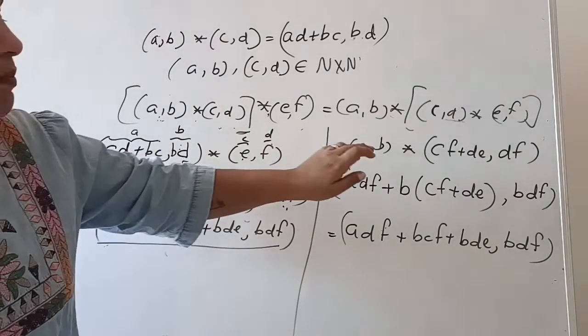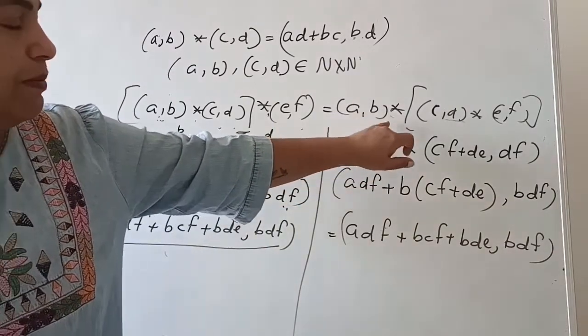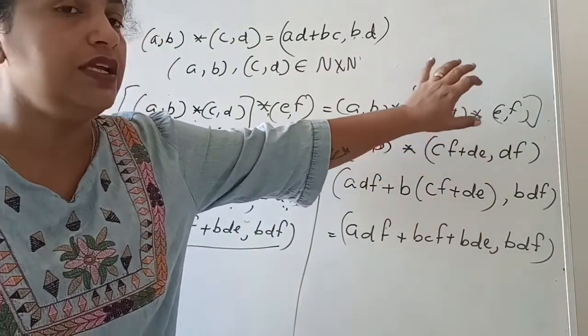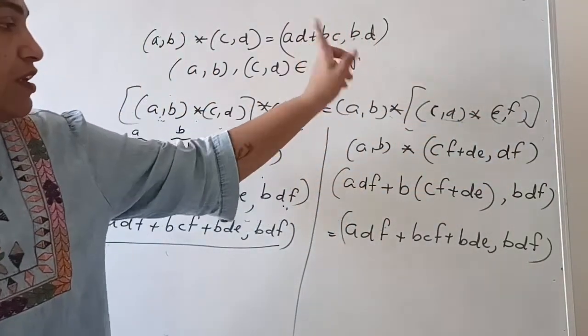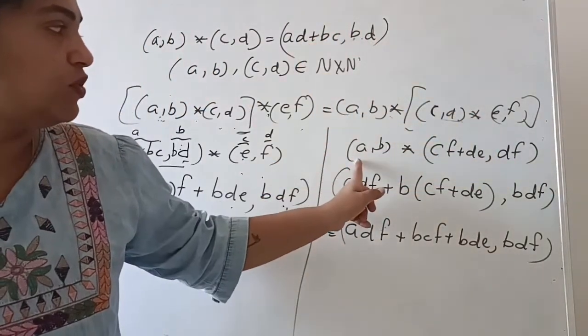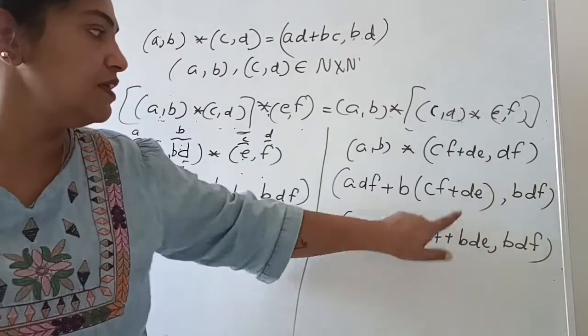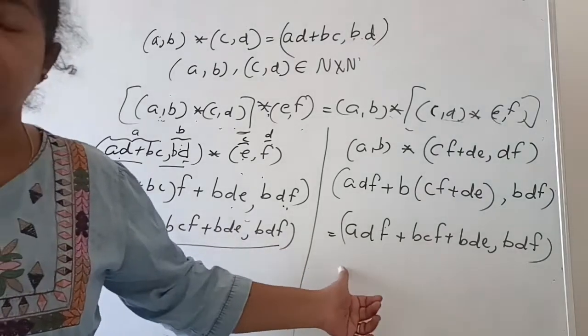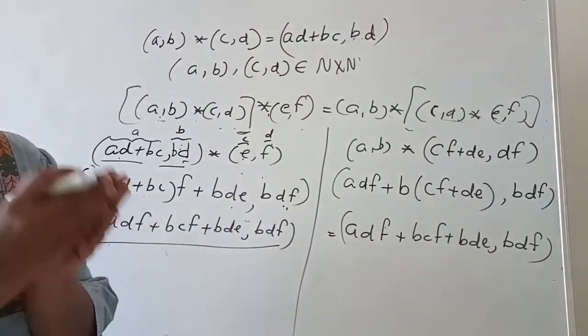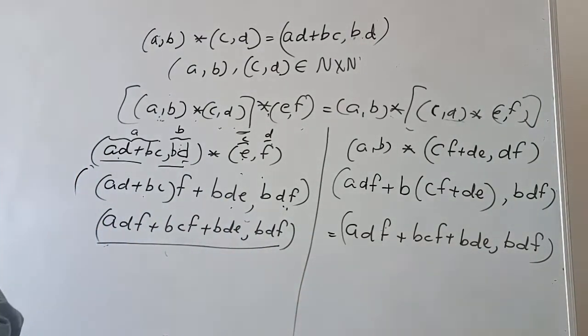The same logic I have applied for the RHS also. AB binary, CD binary EF. So I need to do CD binary EF. So this is what I get by using this binary operation. And when I am doing AB binary, this is what I am getting when I open the bracket. So I can see that the LHS is equal to the RHS, and hence this particular binary operation is definitely associative. Now I need to check whether this has got an identity element.